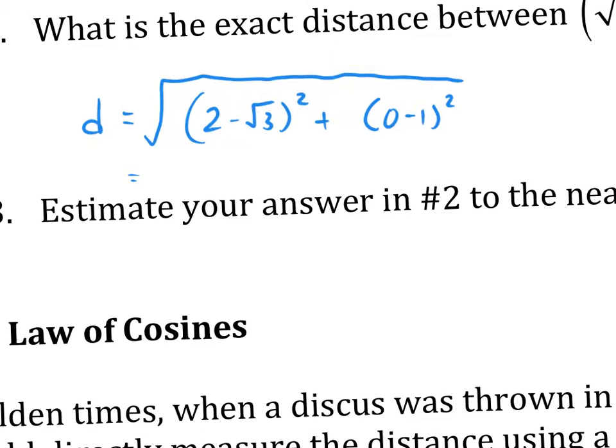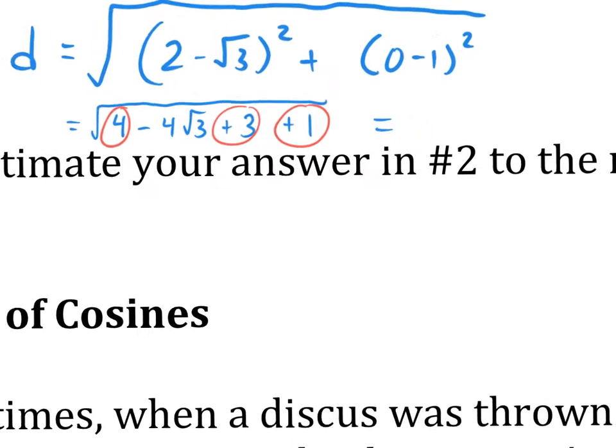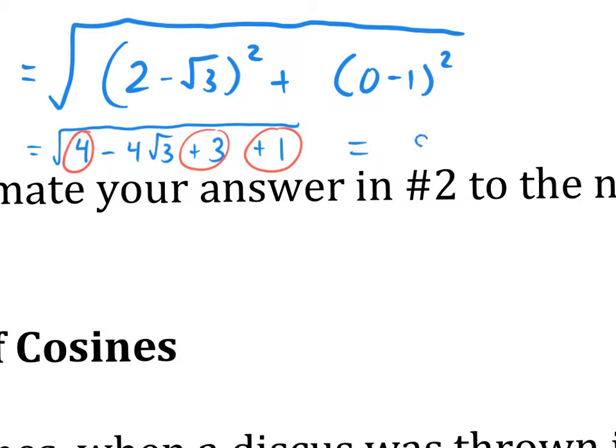So we don't distribute this, rather it's FOIL, so we get 4 minus 4 radical 3 plus 3 plus 1, all square root. And we combine our like terms. 4 plus 3 plus 1 gives me 8. So 8 minus 4 radical 3, and the whole thing is being radicalized. And that's my answer.